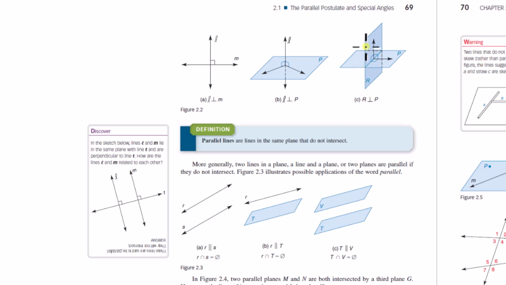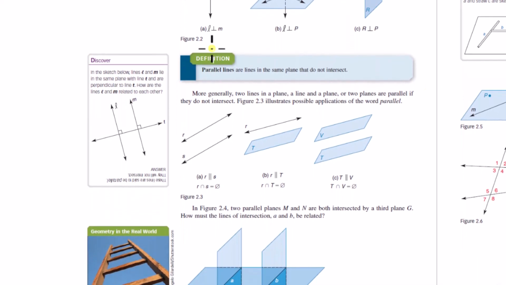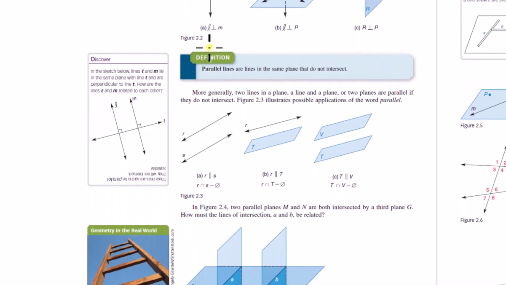Now you could have two planes that are perpendicular as well, and it's the same idea that any line in plane R and plane P, as long as they're intersecting in some way, are going to be perpendicular. So the entire plane R is perpendicular to the entire plane P. Okay, so that's perpendicularity. Now we're shifting focus to the idea of parallel lines, but also we can think about lines parallel to planes and planes parallel to planes.